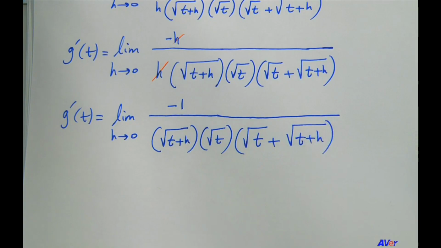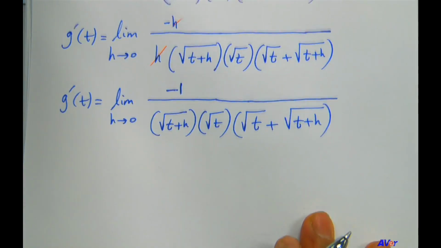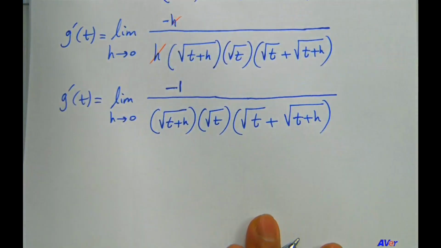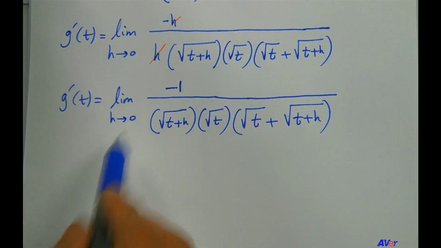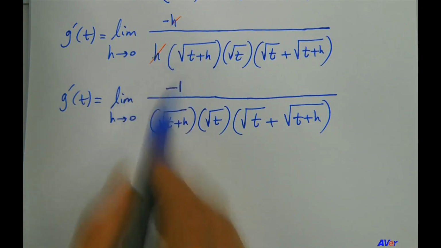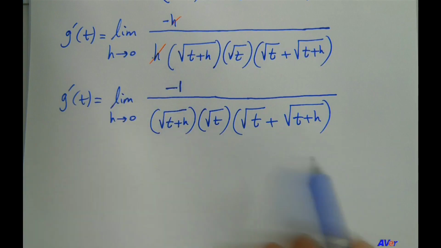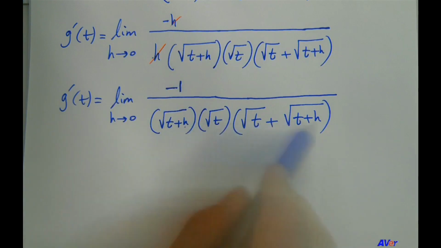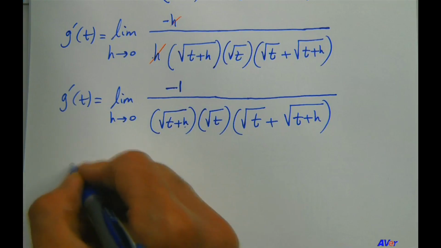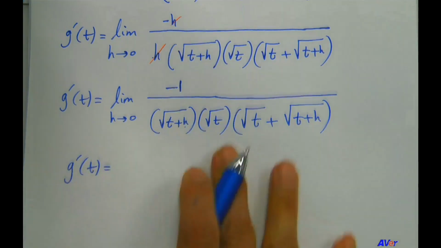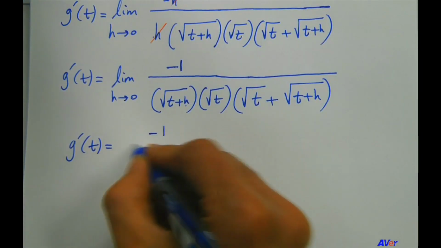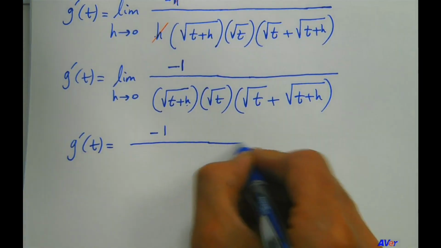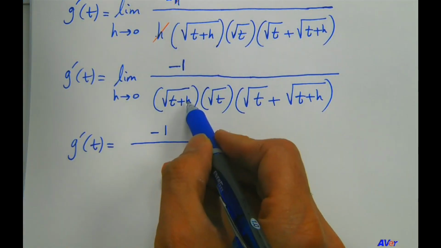Like that. Okay, so now that we got rid of that h, let's apply the limit, which means replace h with 0. So we have minus 1 divided by, what do we get when we replace h with 0?